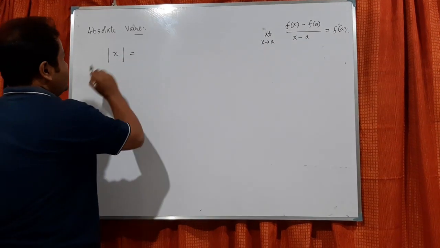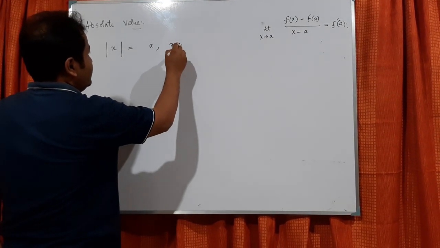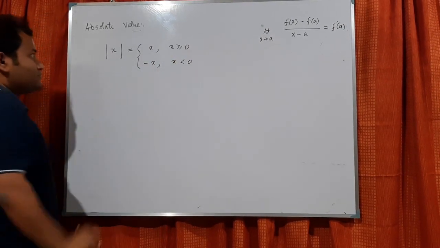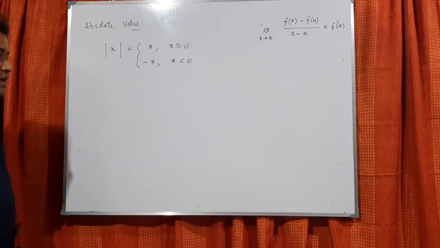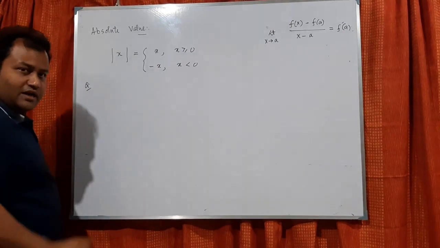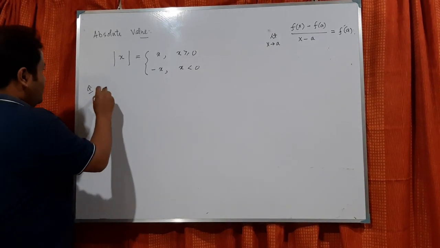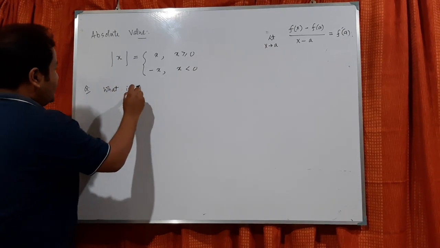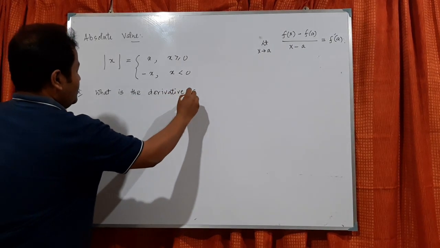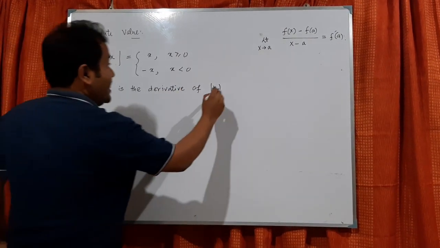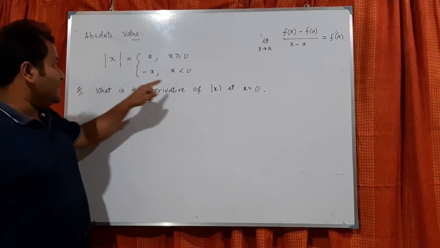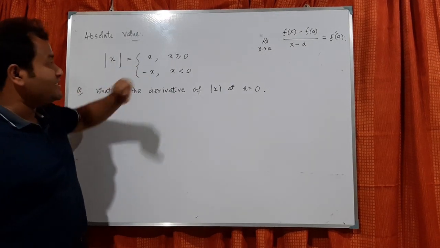So the definition is, this is x if x is greater than or equal to 0, and this is minus x if x is less than 0. This is the mod function. Now the first question we want to encounter in this lecture: what is the derivative of mod x at x equals 0? So we want to find the derivative of this function at x equals 0.